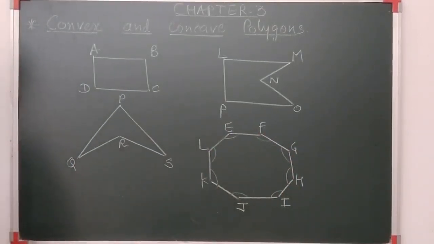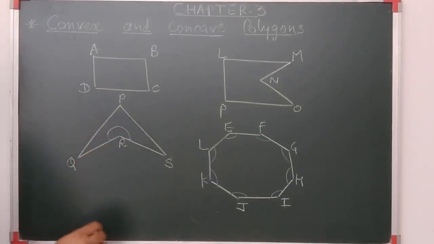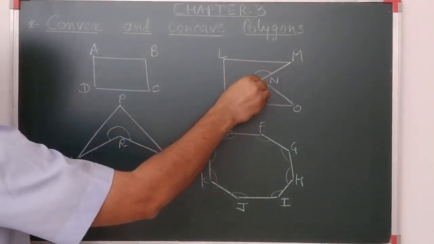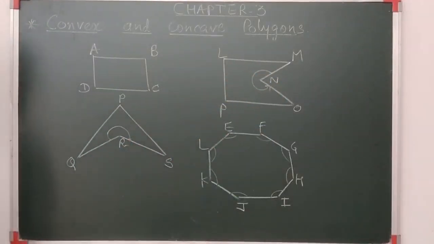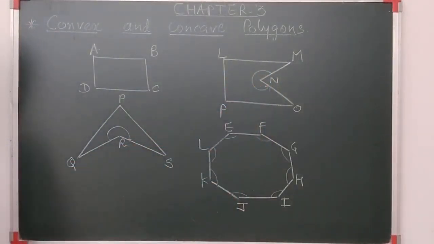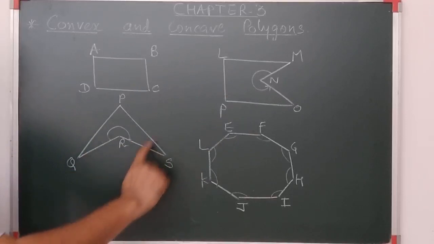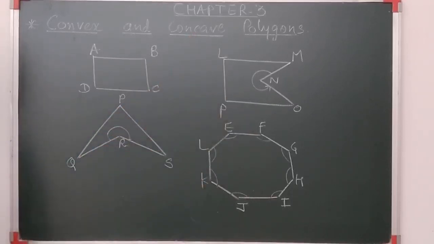But now look at this figure. Look at this angle R. Look at this angle N. You can see that the measure of angle R and the measure of angle N is greater than 180. So you can see that these two polygons are considered concave polygons.